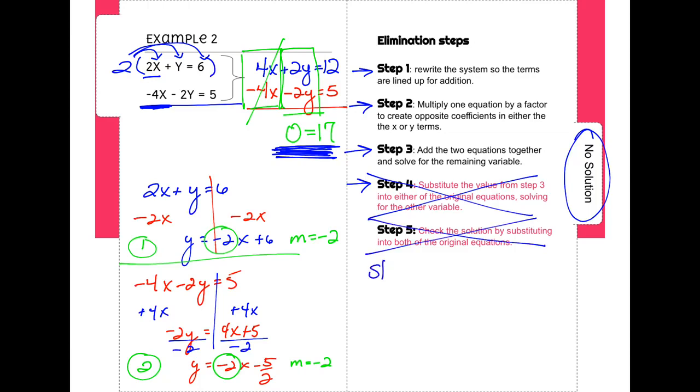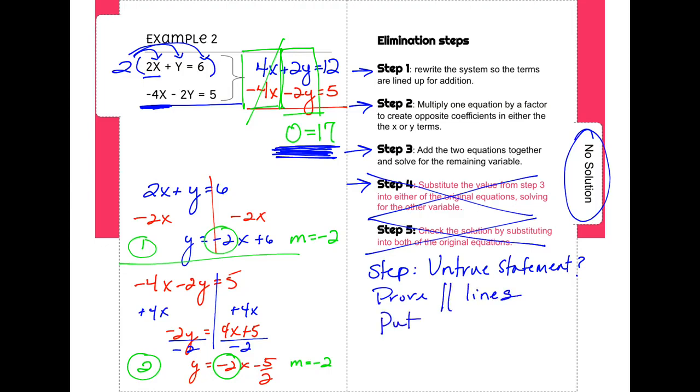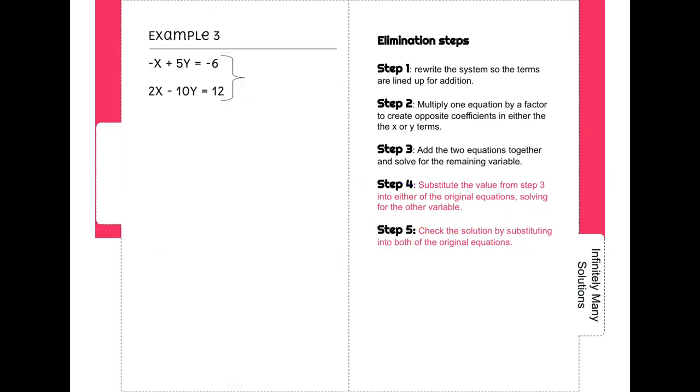So our new step 4 for these special cases is when we get an untrue statement, we need to start thinking that we have no solution and that the lines are parallel. So we need to prove the lines are parallel. And we do that by putting both lines in slope-intercept form. And we'll check to see that the slopes are equal. Let's take a look at our final example.